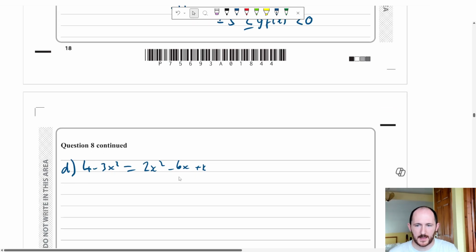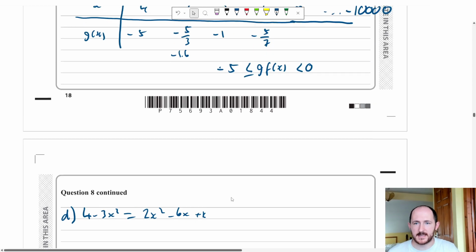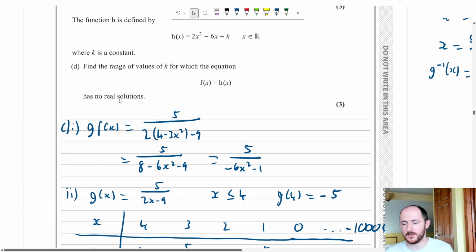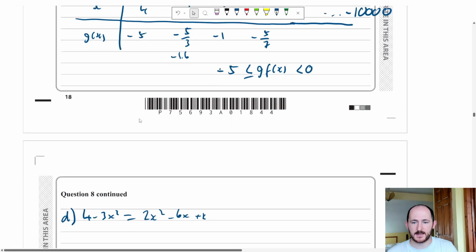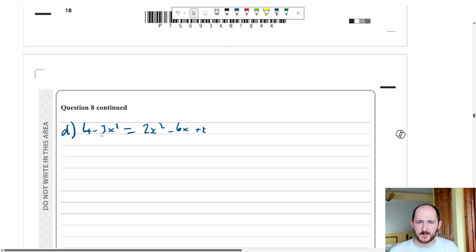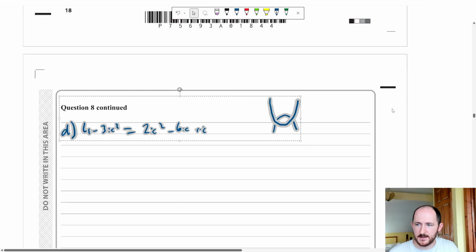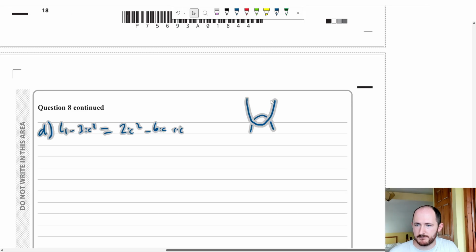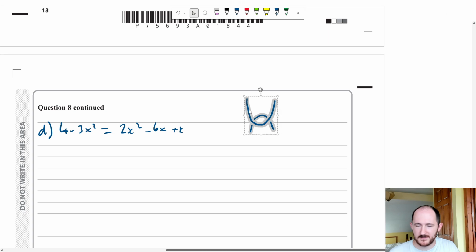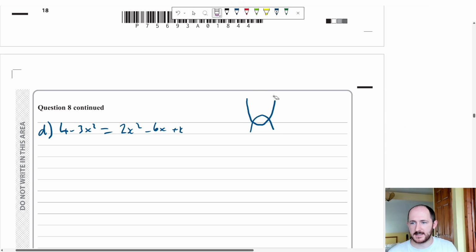We can have a look at that and sketch the graphs to see what the range of values is. It says here for which it has no real solution, so basically where they don't intersect. If it's a minus 3x squared graph, we're going to have a sad face, and a happy face for this one, and we're just looking for the values of k for which this doesn't actually intersect anything.